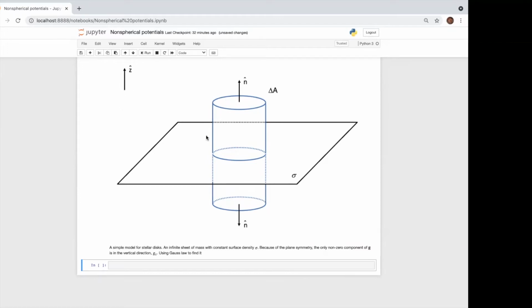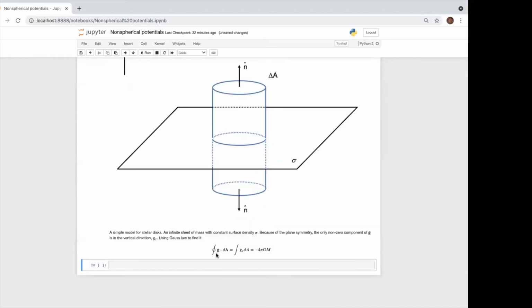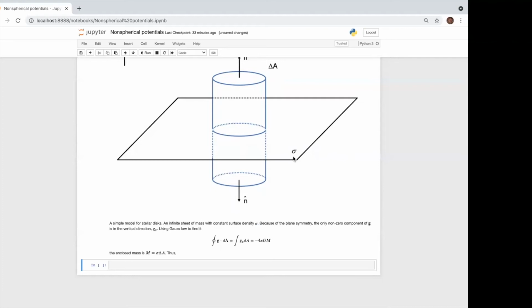You have this Gaussian surface, and we can then use Gauss' law to find what the acceleration is. So Gauss' law then would be the integration of gravity over the surface. So the surface is the surface of the Gaussian surface, and it's only the vertical one here, so we can substitute this by gz. And that is going to be equal to minus 4 pi G times the mass enclosed. Well, the enclosed mass is sigma times delta A. That's where it intercepts here. So we can substitute this mass.